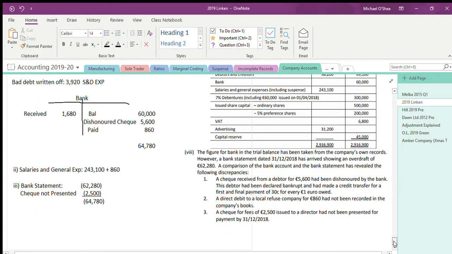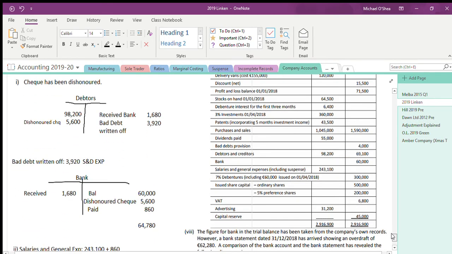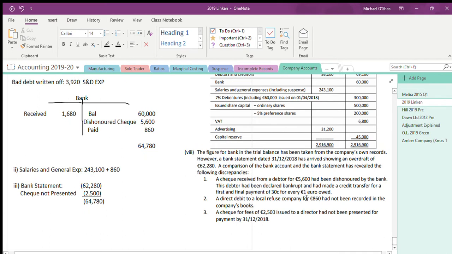The second note is to do with a direct debit to a local refuse company for 860. The direct debit means I paid a local waste company €860. As you can see, there's nothing up here in terms of my P&L that is to do with waste or refuse or anything like that. However, everything like this that I call miscellaneous or sundry expenses needs to go in somewhere.